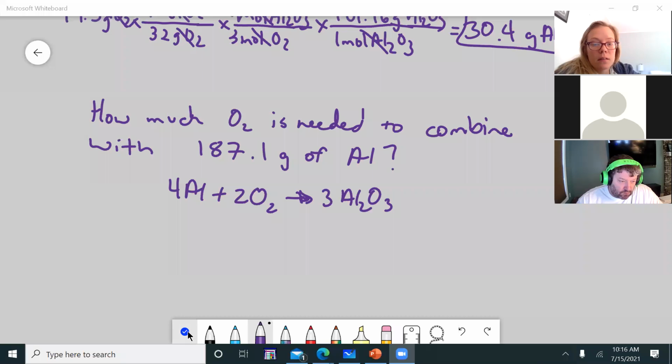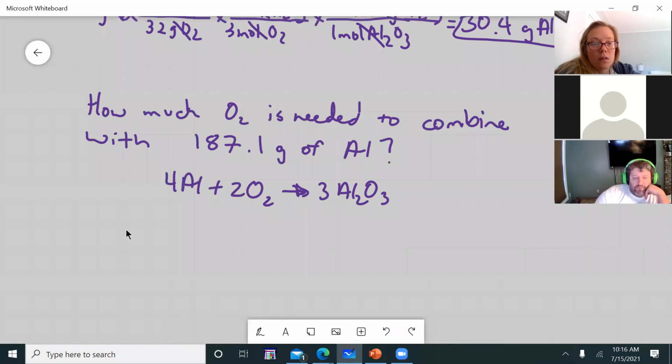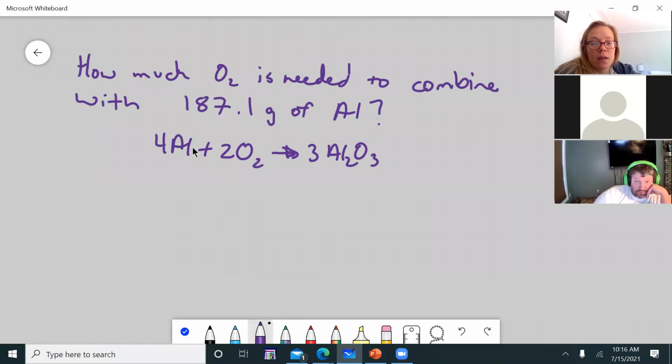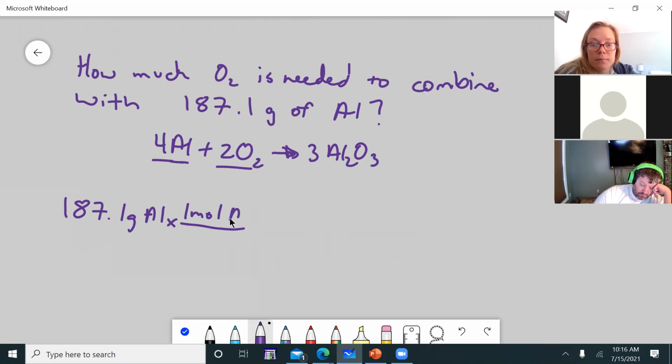Okay, let's come back together. So this one is comparing two reactants to each other, two of the initial ingredients. So we're going to go from grams of the aluminum into moles of the aluminum into moles of the oxygen, and then moles of oxygen into grams of oxygen. 187.1 grams of aluminum. We need to convert that into moles of aluminum. So 1 mole of aluminum is 26.98 grams of aluminum, pulling that out of memory here.